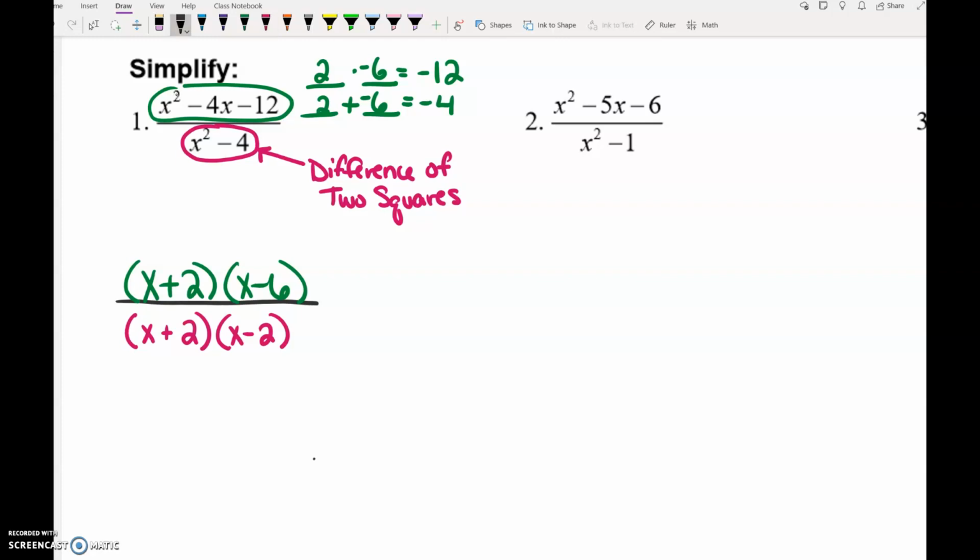Once you have the numerator and the denominator factored, now it's my favorite part. Now we get to cross things off. This feels like slashing through math, and I get a thrill from it. What do you see on the top that matches the bottom? The x plus 2 will cancel out the x plus 2. And our final answer here is x minus 6 over x minus 2.